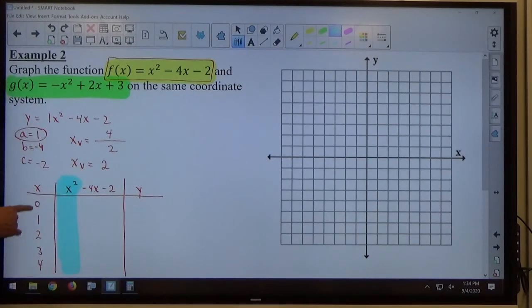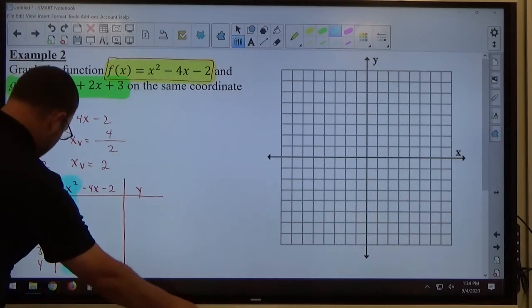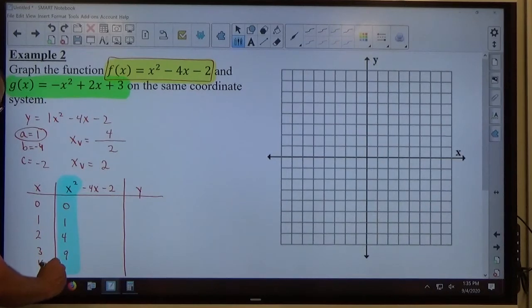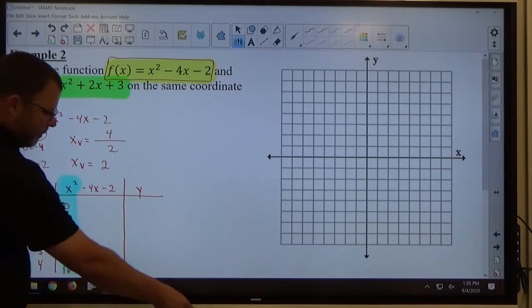All x squared means is whatever x is, we take it to the second power. We square the numbers. What is 0 squared? 0. What is 1 squared? 1. 2 squared? 4. 3 squared? 9. 4 squared? 16. That's all x squared is. Whatever x is, you square it. X squared is always positive. No matter if x is positive or negative, when you square it, you get a positive. Negative 2 squared is negative 2 times negative 2, which is positive 4. So this column here should always be a positive number.